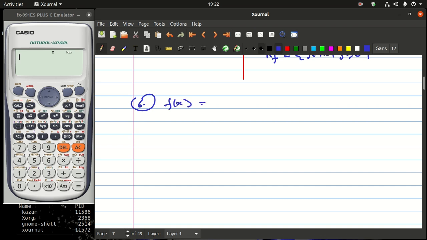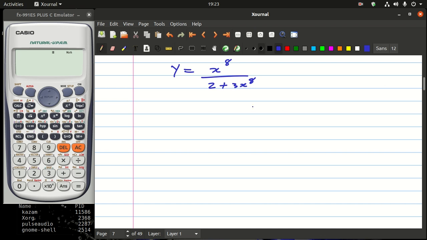f of x is equal to x to the power 8 divided by 2 plus 3x to the power 8. How can we find the range of this function here? So again, f of x is the same as y, so we end up having x to the power 8 all over 2 plus 3x to the power 8, and then here we interchange x and y, so we're going to end up with x equals y to the power 8 all over 2 plus 3y to the power 8, and then of course we have a 1 here.